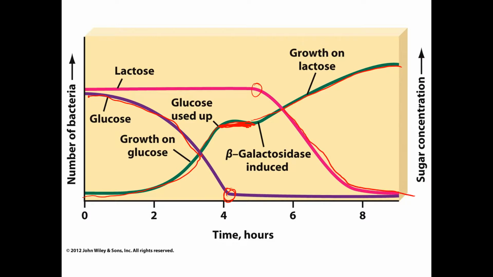So it's a diauxic growth curve. It's showing you the preferential use of one sugar versus another, and how it affects the growth rate and growth curve.